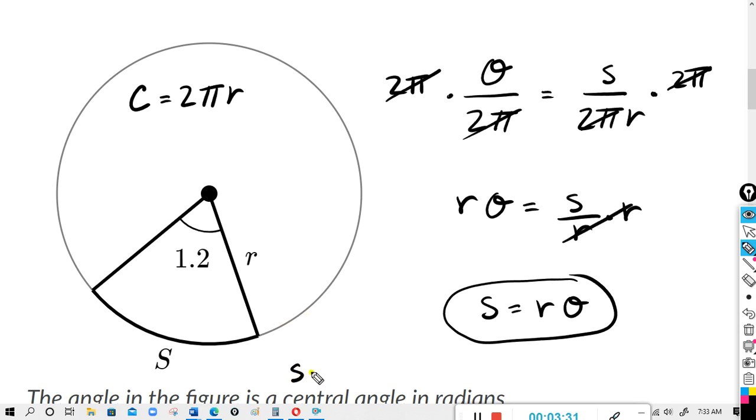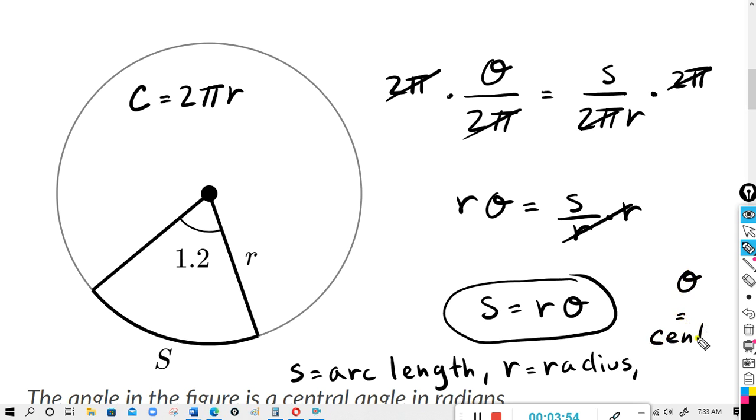S is the arc length. R equals the radius. And as we said before, the angle theta, the Greek letter theta, that is the central angle. So we're going to use this formula for this exercise, okay? But like I said, you can always go back to the ratio and proportion if you forget.